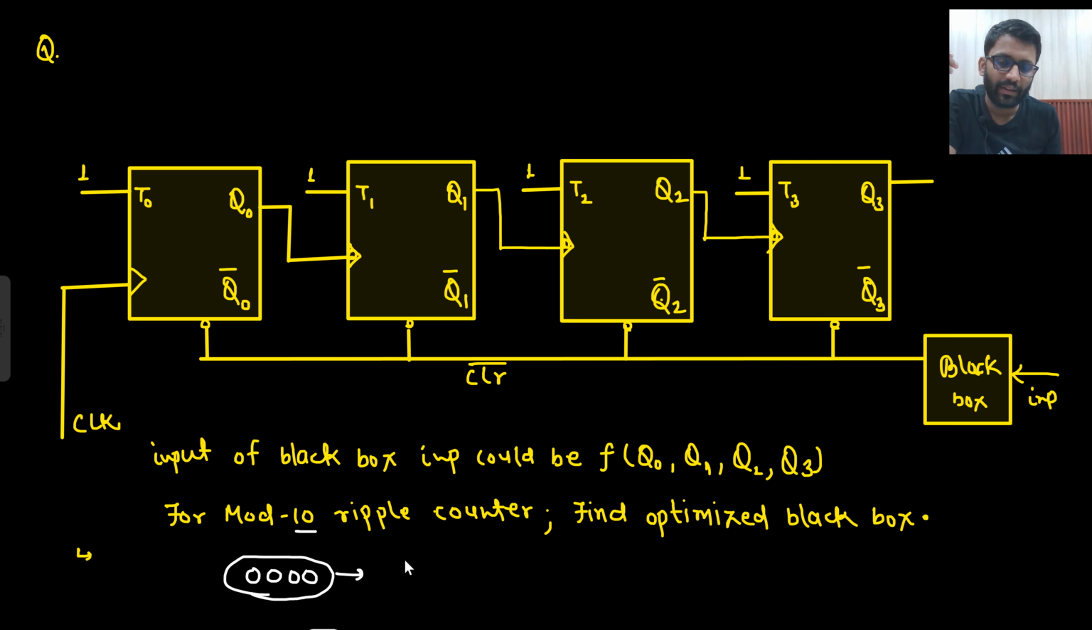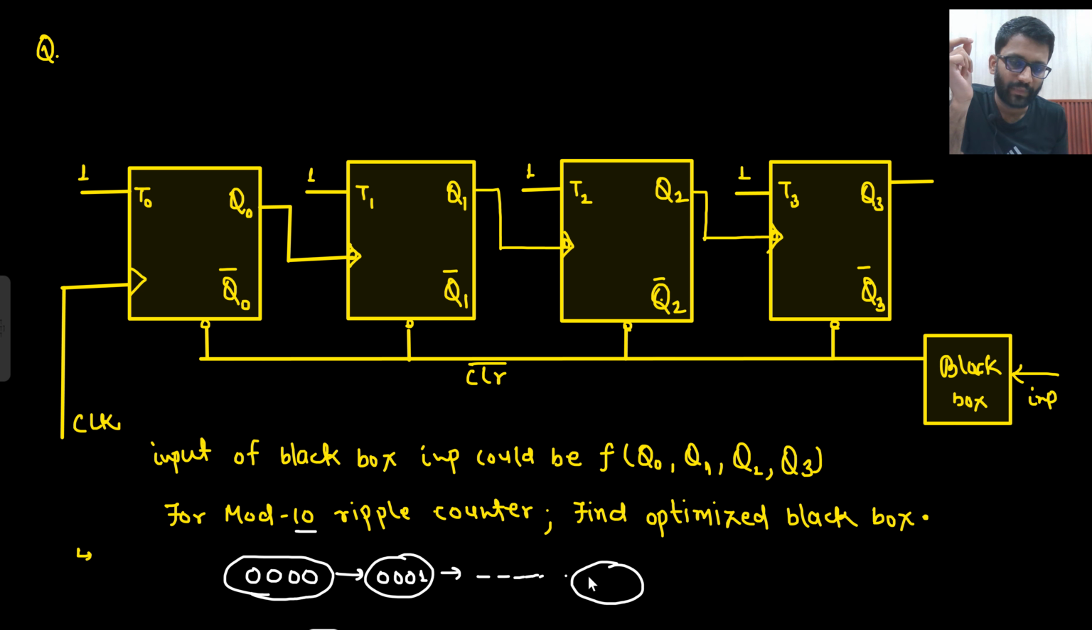This we have already seen. Then what will you get? 1. What will be the last state? Mode 10 counter it is. From 0, 1, you need 10 states. So what will be the last state? 9. Right? Because you are starting from 0. So last state will be 9. And then you are using your clear input.